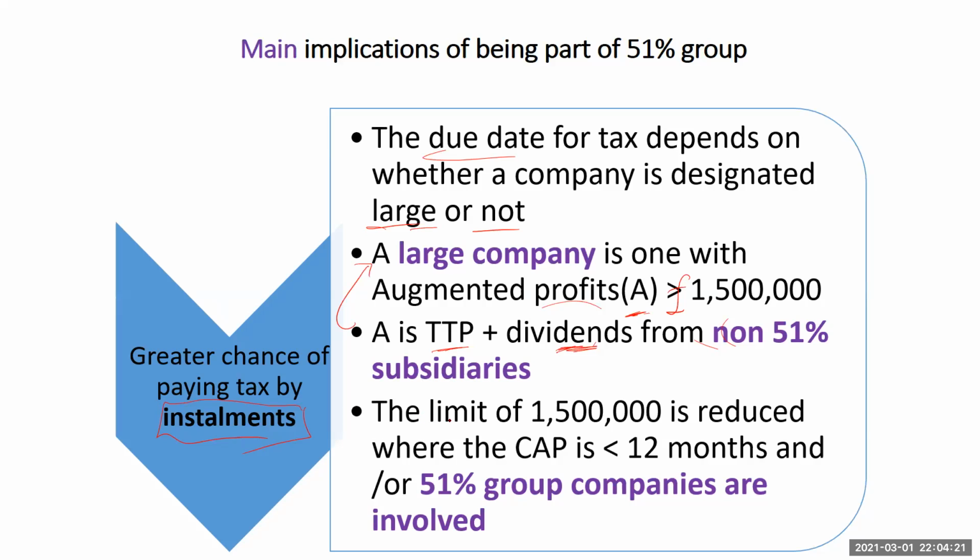Now, the limit of 1.5 is reduced when the cap is less than 12 months. So possibly we have to prorate it, okay? And when the 51 group members are involved, so take note of that, all right?